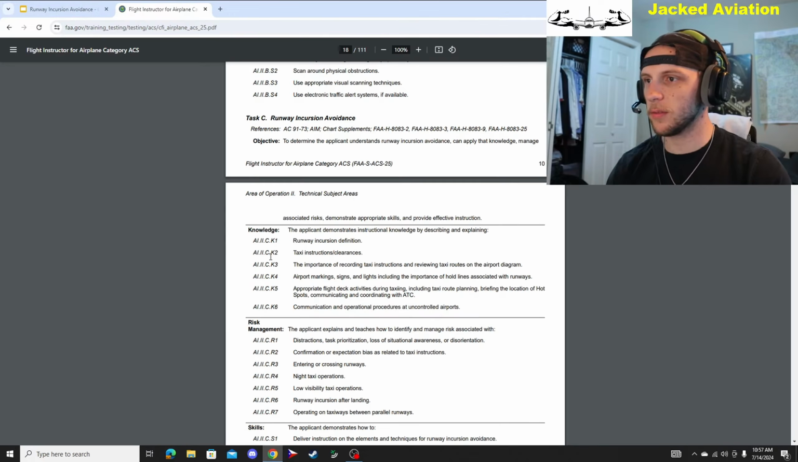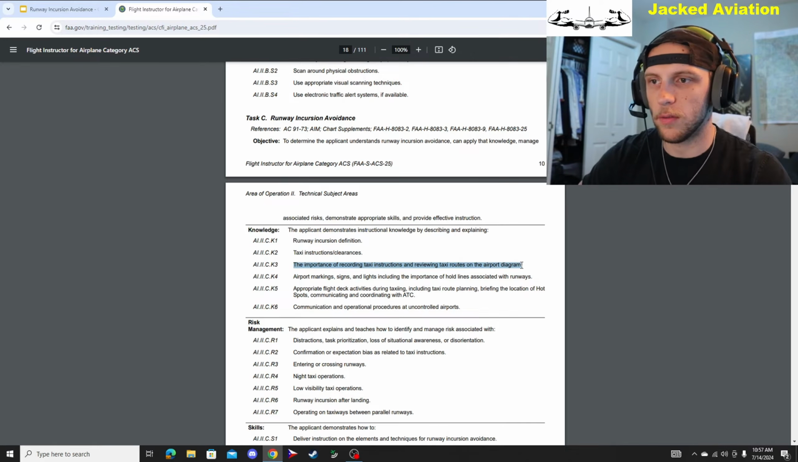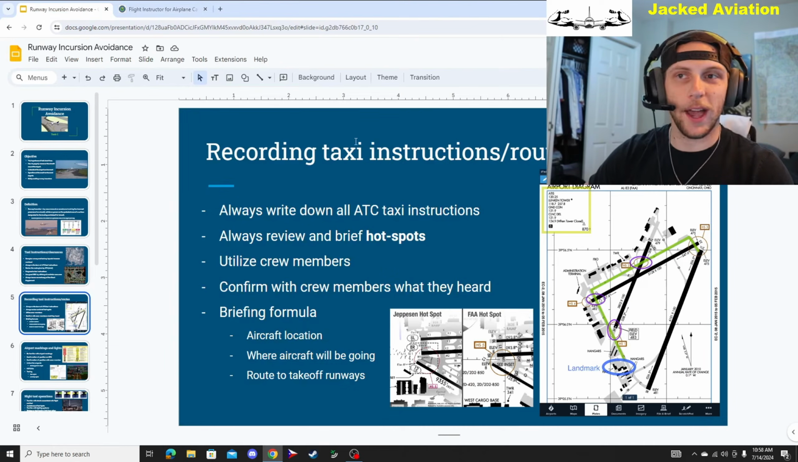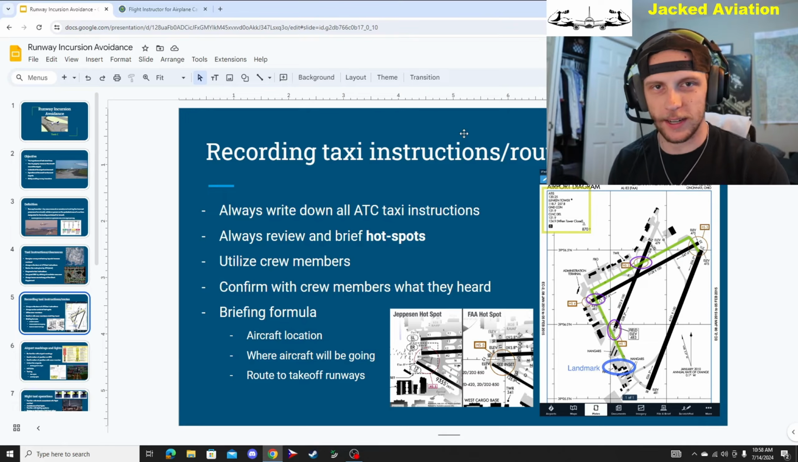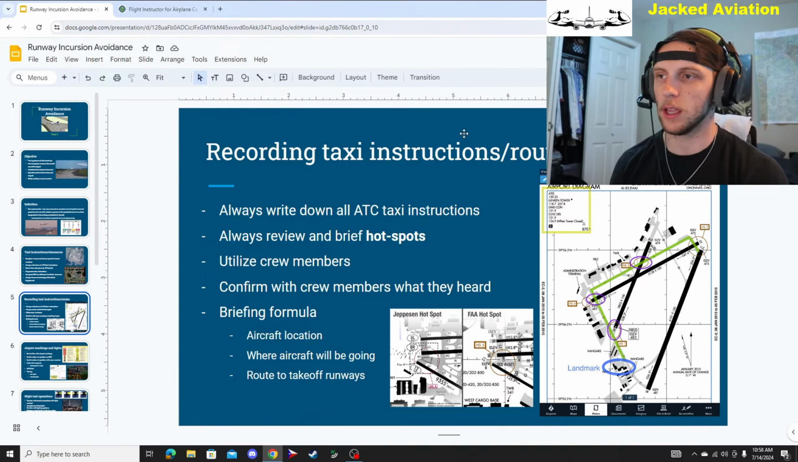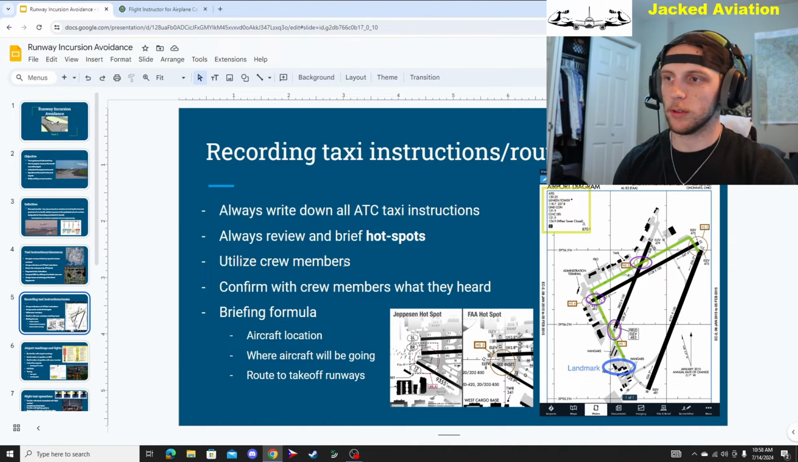Then we have over here, actually, what is next? Yeah, so the importance of recording taxi instructions and reviewing taxi routes on the airport diagram. Okay, again, what do I have up here? Recording taxi instructions and routes. It doesn't have to be word for word the exact ACS format wording, but again, it's so important to always have little dash marks like this, right?